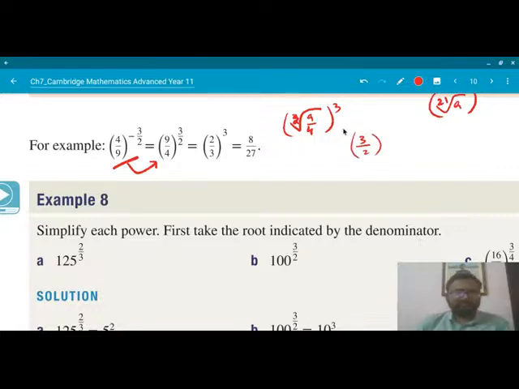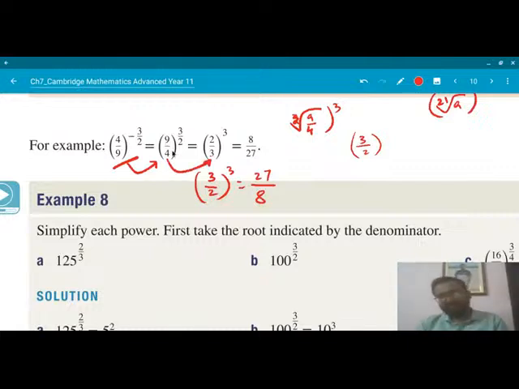He made a mistake. So this is wrong. It is 3 by 2 power 3, which equals 27 by 8. Why did he change it again? It is 9 by 4, so it becomes 3 by 2, not 2 by 4. So this is the right answer, and the other is wrong.